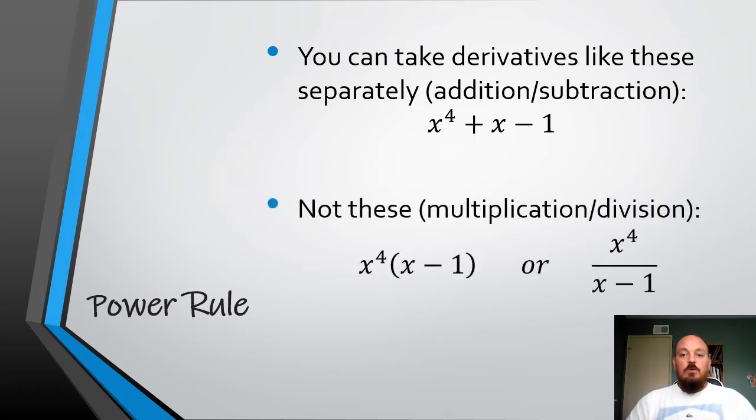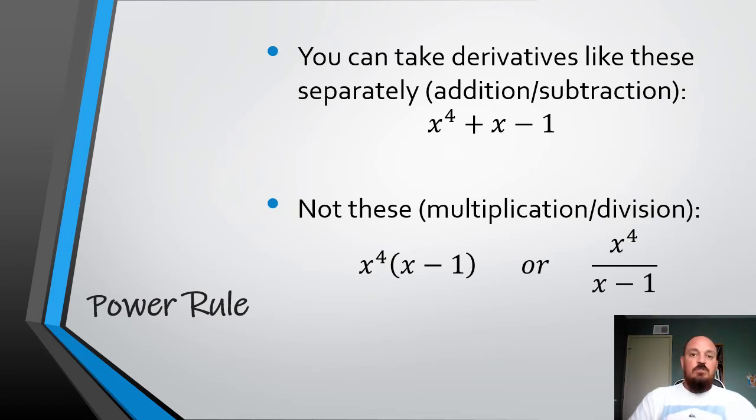But you are not allowed to do the power rule on these types of questions because the first one has some multiplication involved. Instead of a plus, I put the x minus 1 in parentheses and turned it into x to the fourth times x minus 1. And for the second one, I turned it into dividing. I put x to the fourth over x minus 1. So you can't just do each part separately on these.